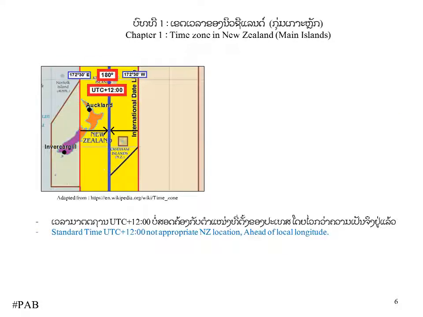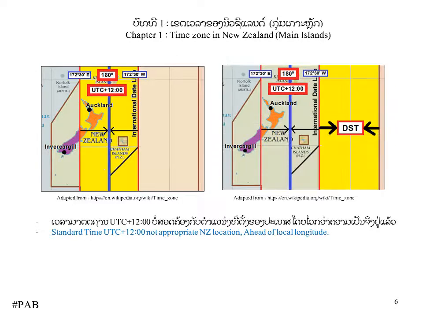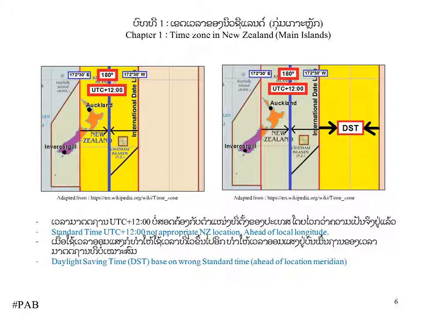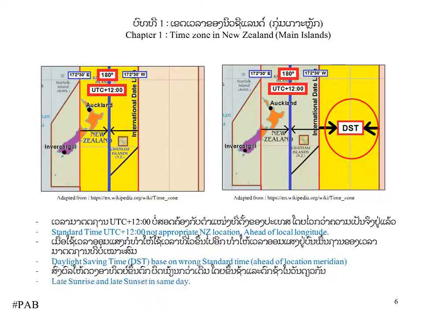Standard time UTC+12 is not appropriate for New Zealand, as it is ahead of the local longitude. Daylight saving time is based on the wrong standard time, or one ahead of the location meridian. Late sunlight and late sunset in the same day.